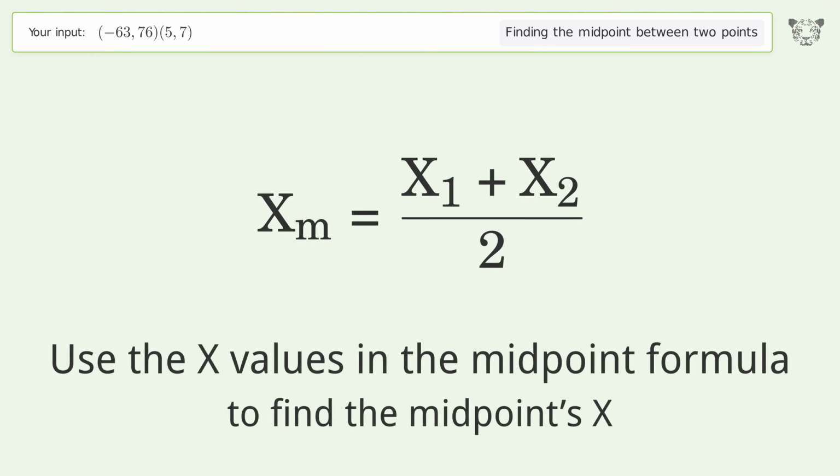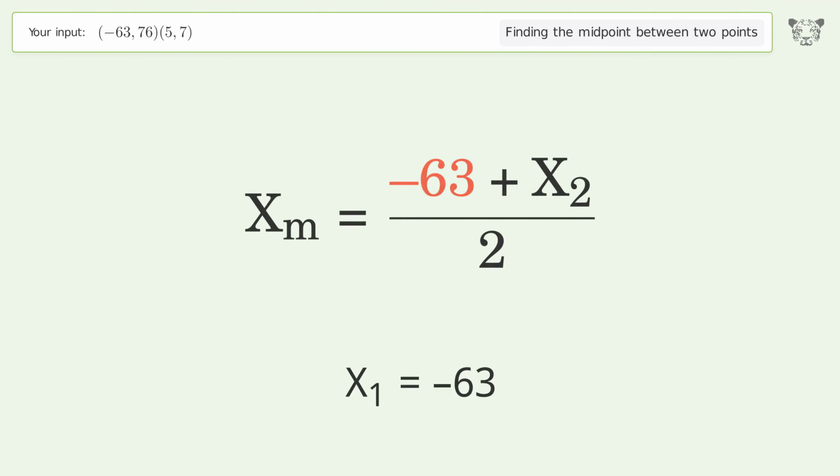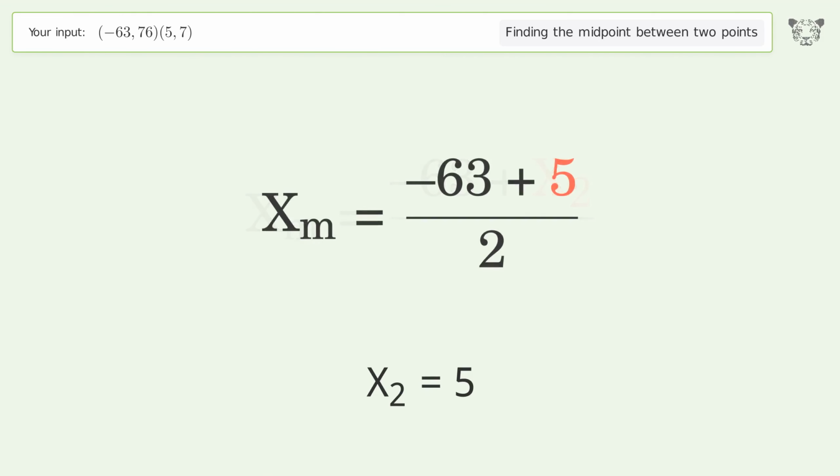Use the x values in the midpoint formula to find the midpoints x. x1 equals negative 63. x2 equals 5. Simplify the arithmetic.